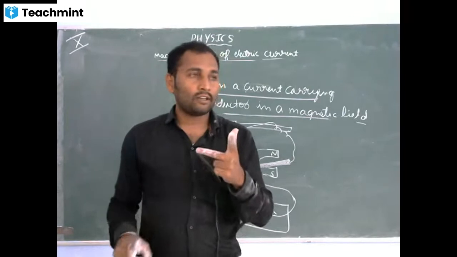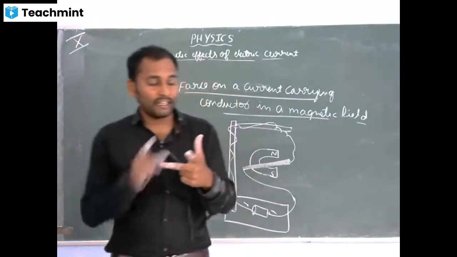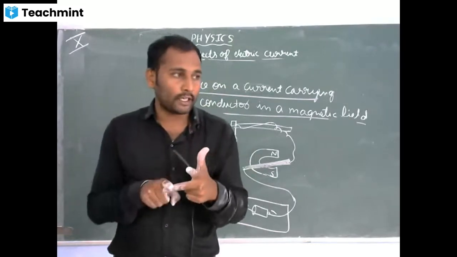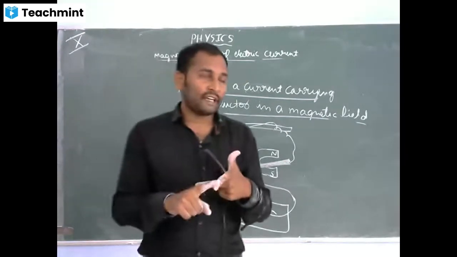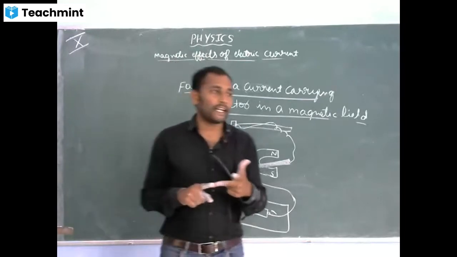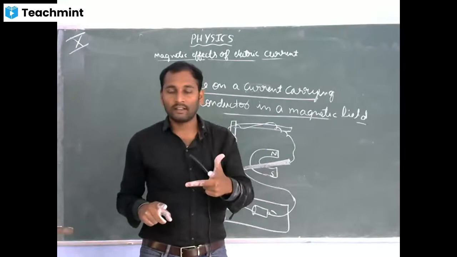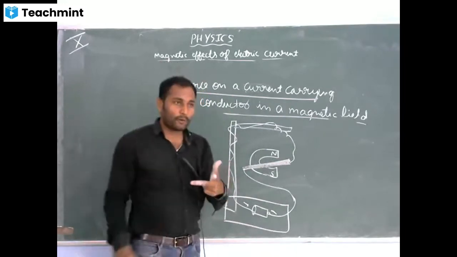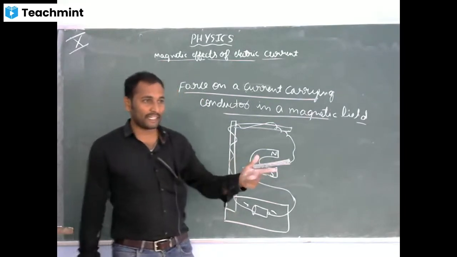Clear? So according to Fleming's left hand rule, arrange three fingers of your left hand, thumb, forefinger and middle finger, mutually perpendicular to each other. Thumb indicates the direction of motion of conductor. Forefinger indicates the direction of magnetic field. Middle finger indicates the direction of electric current. Is it clear? Okay. Now let me explain with the diagram.